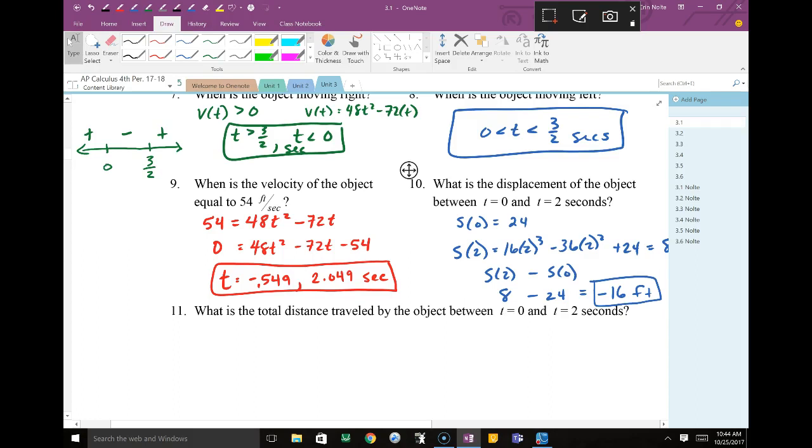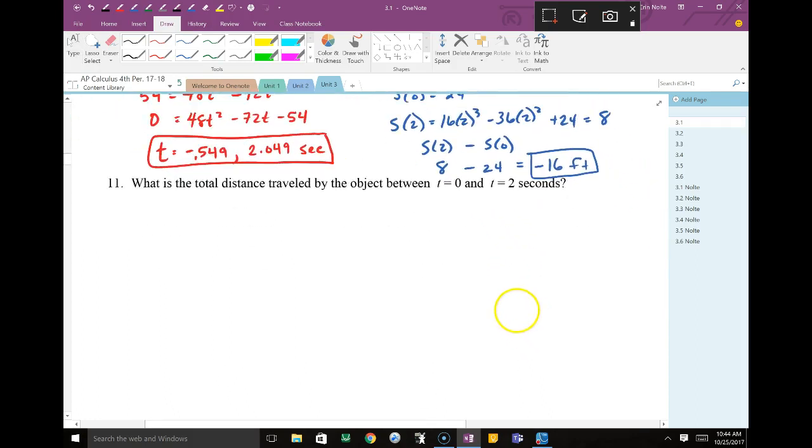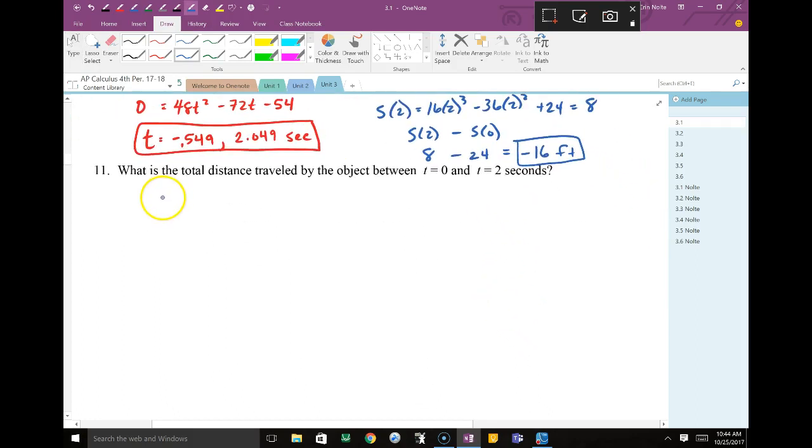Okay, so at 0, but we don't care about 0 because that's our starting time. But 3/2 is in the middle of our time. Okay, so we need to figure out what our position was at 3/2. Okay, so let's say our position at time 0 was 24. Our position at 3/2, we need to know that.